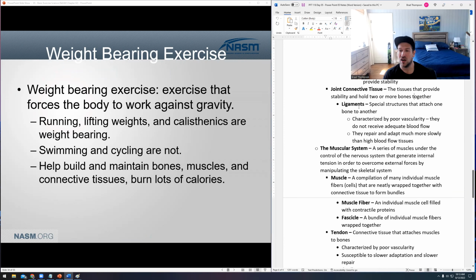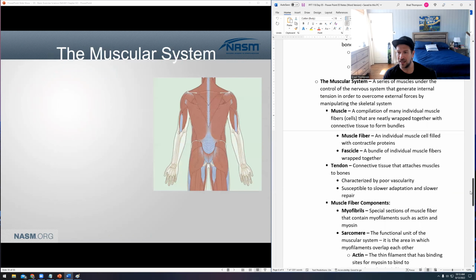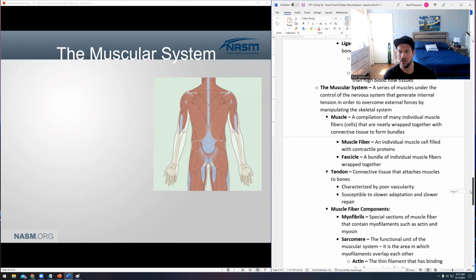So those are our joint connective tissues, right? Those are our ligaments, special structures that attach one bone to another. They are characterized by poor vascularity. They do not get a lot of blood flow, therefore they repair much more slowly. So that is the skeletal system in a nutshell.